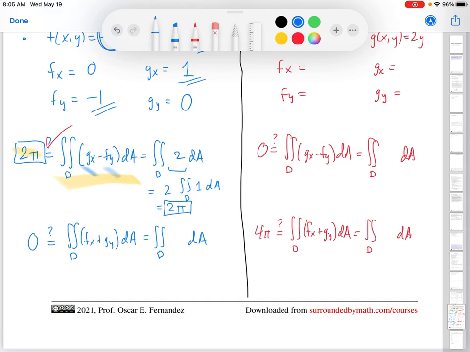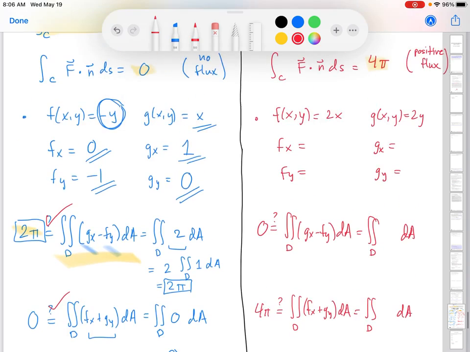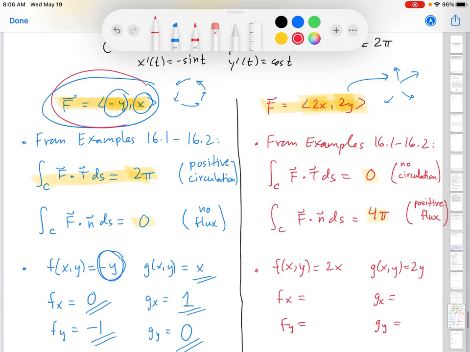And now let's look at the flux form of Green's theorem for this particular vector field. Here I'm going to use the divergence as the integrand. So I want to calculate f_x plus g_y. f_x is 0 plus g_y is 0, so this is 0. So the integral is 0. So again, that also checks out. Great. So we verified Green's theorem, both flux and circulation form, for this vector field.